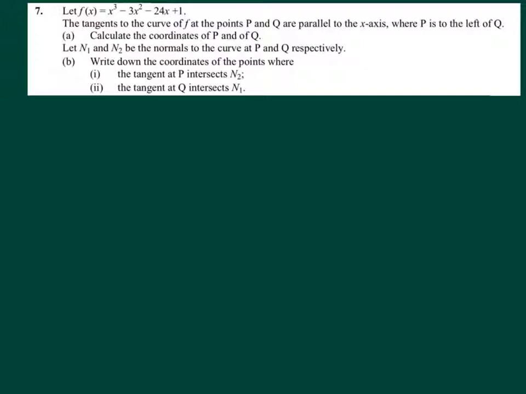So since they're parallel to the x-axis, that means that they have a slope of 0. So we can find the derivative of the equation and then set it equal to 0 to find the point. So the derivative of f of x is 3x squared minus 6x minus 24. So that's the equation of the derivative, and since we know that the slope is 0, we can set it equal to 0.